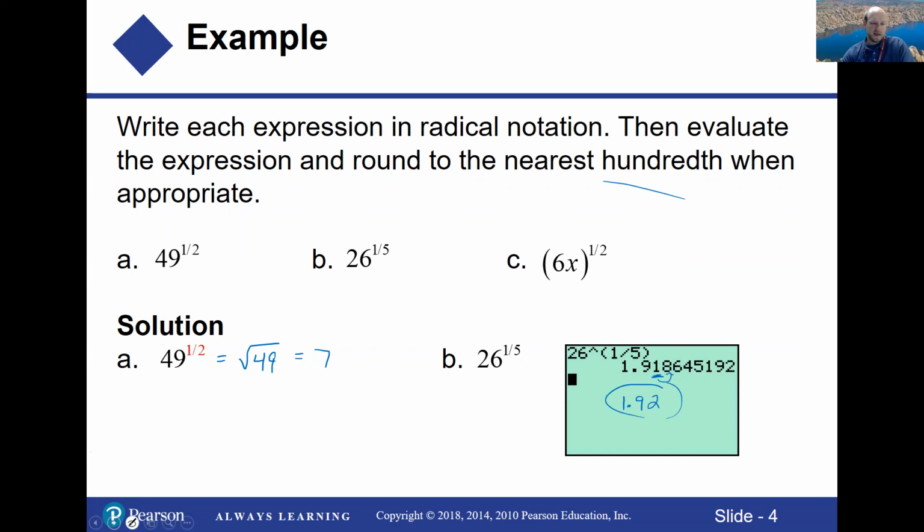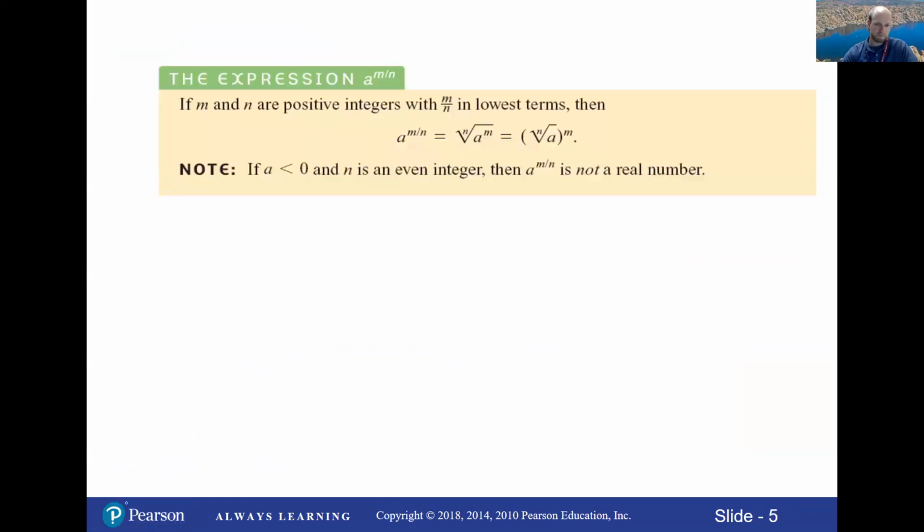And then the last example there is 6x raised to the 1/2 power. Again, I can rewrite that in radical form, the square root of 6x. So that's how you rewrite that.